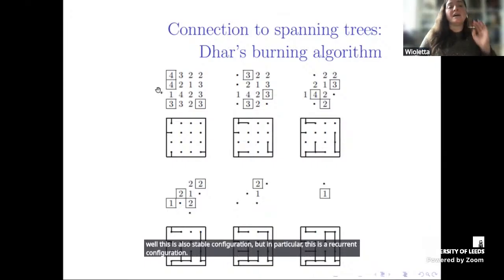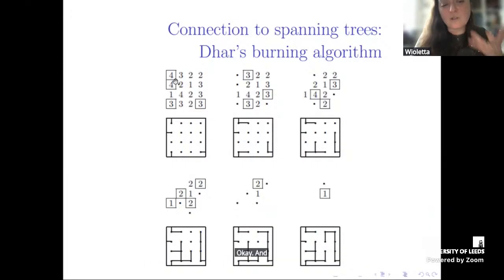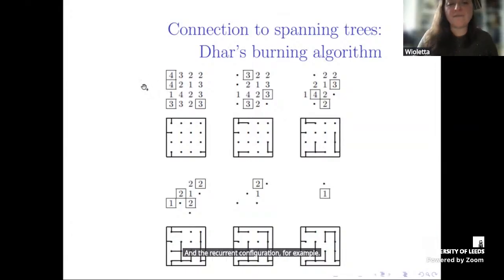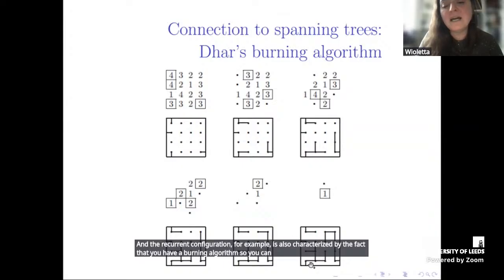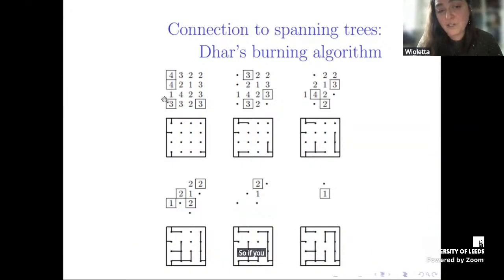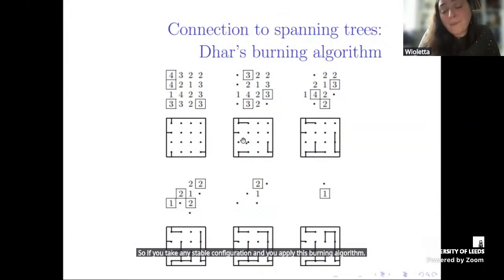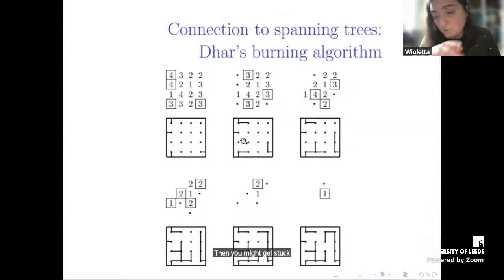The recurrent configuration is also characterized by the fact that you have a burning algorithm. You can apply the burning algorithm and you get a spanning tree. If you take any stable configuration and apply this burning algorithm, then you might get stuck, and then the configuration is not recurrent.